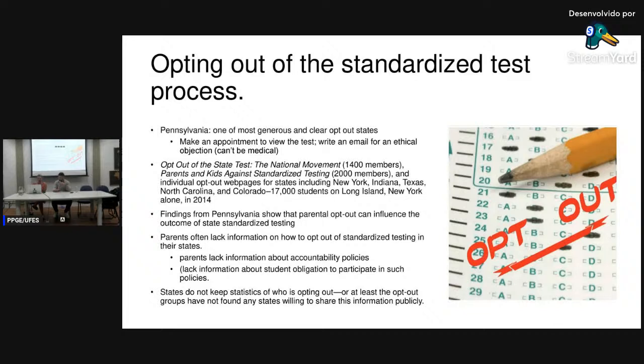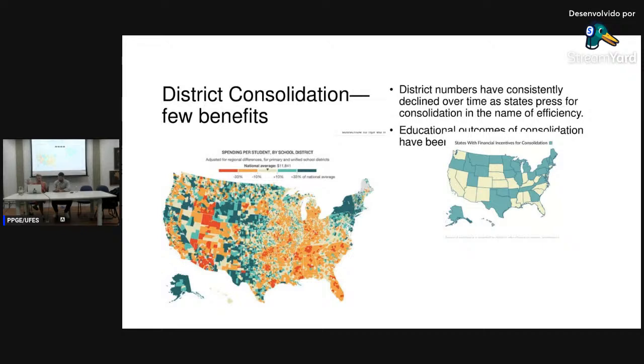Another big issue in local communities is what we call district consolidation. And that's the idea of having fewer school districts. And so in rural areas in particular, having children travel further to go to schools as a way to reduce resources.